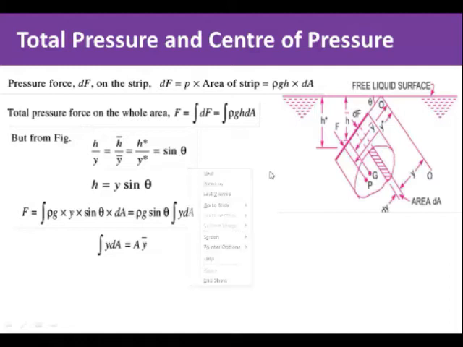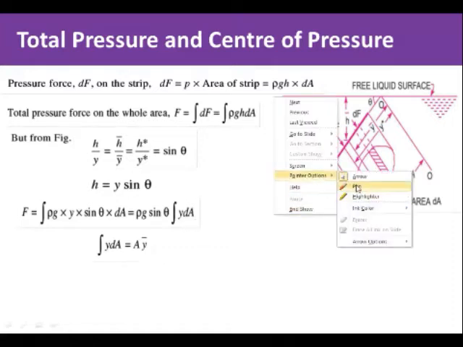So we will put this value of h in the above equation. So we will have F equals integration of rho g into y sine theta into dA. Here, as discussed, rho is 1000 if the fluid is water, g is 9.81, and theta is the angle made by that particular plane. So for all the strips, this value of theta is constant. So you can take rho g sine theta outside, and we will have integration of y into dA.